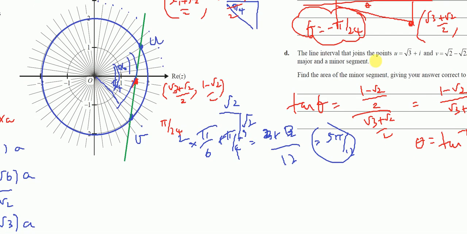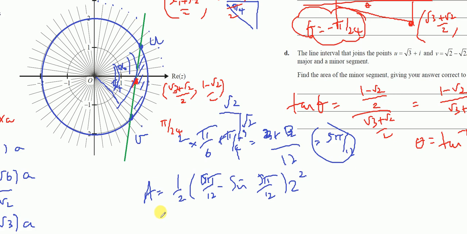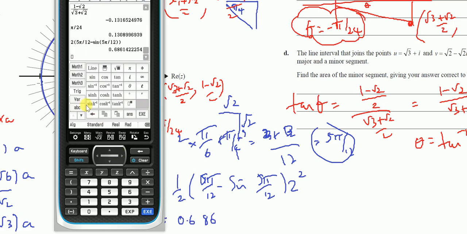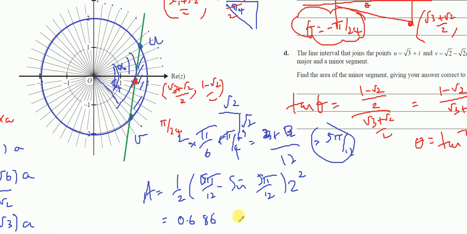The area of this segment here is going to be a half, 5 pi on 12 minus the sine of 5 pi on 12, times the radius squared. And on my calculator, a half times 2 squared is 2, times 5 pi on 12 minus sine of 5 pi on 12, gives 0.686 units squared, which to 2 decimal places is 0.69 units squared.